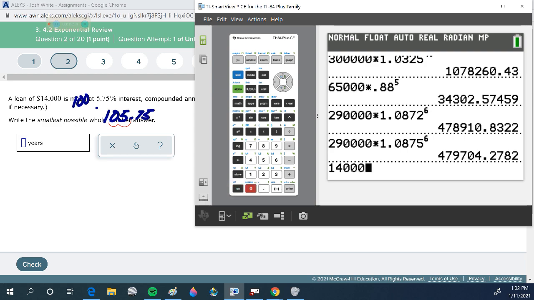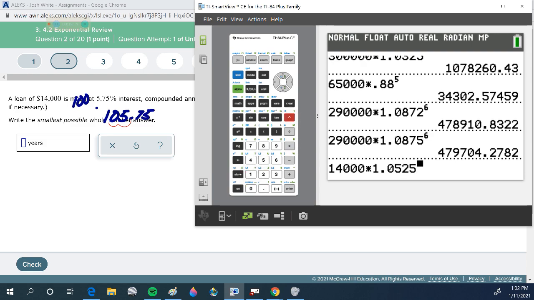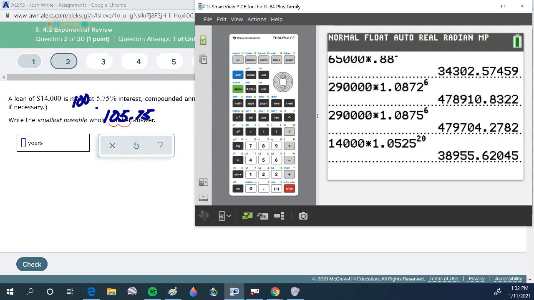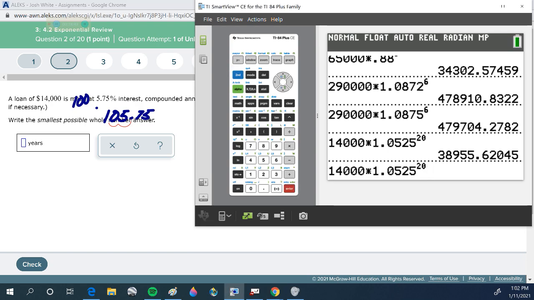So 14,000 times 1.0575. And how long do you think it's going to take? 20 years. Let's try 20 years. And I'm looking for 23,000. Did we go too long? Yes. So you can retype all that if you want, but a lot of calculators will let you pull up your previous value. On the TIs, if you do second enter, like the ones on the wall, it will bring up the last equation.